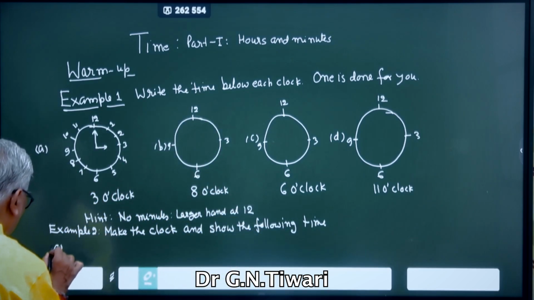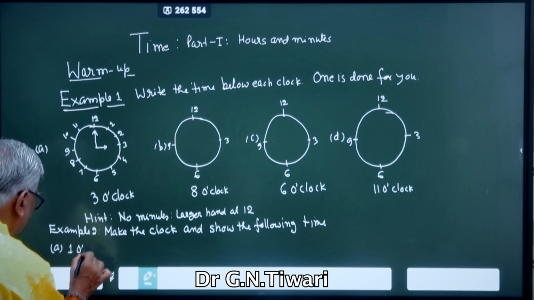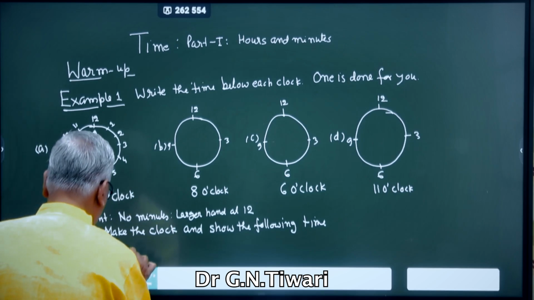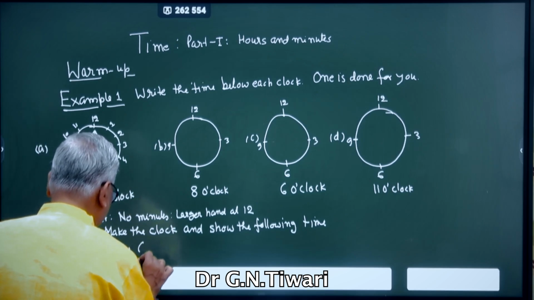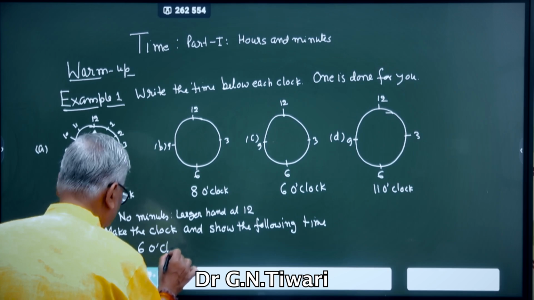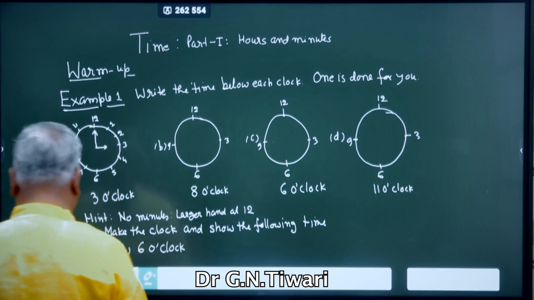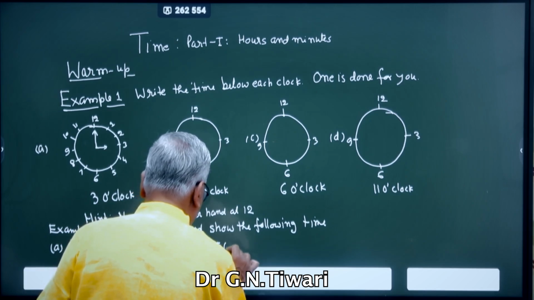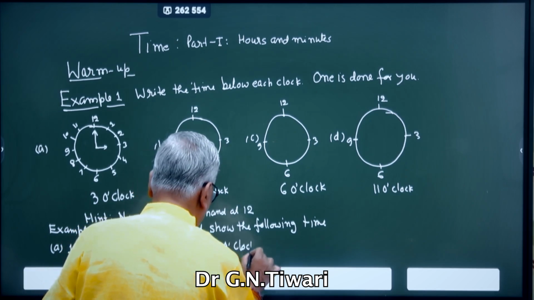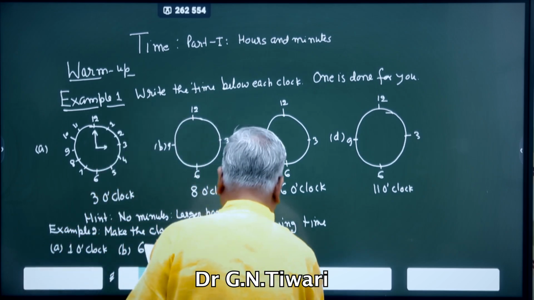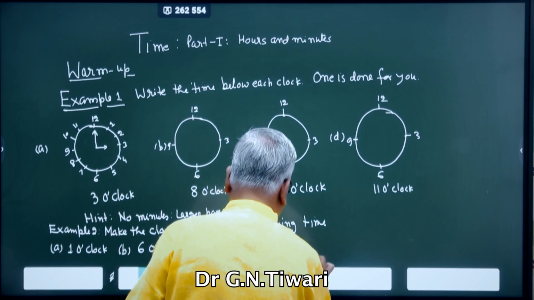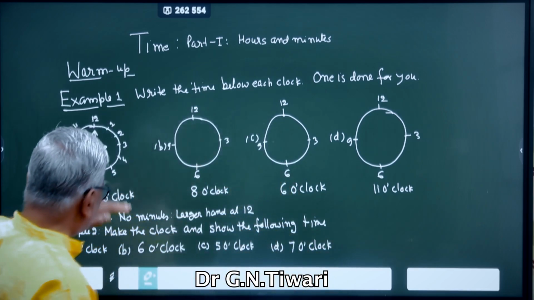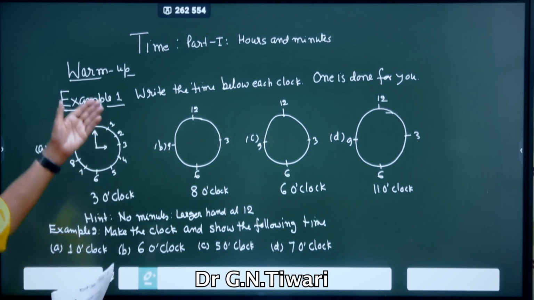A, 1 o'clock. B, for convenience I am giving 6 o'clock. So one can, if intelligent, they can copy it. C is 5 o'clock. D is 7 o'clock. So this question, example is just reverse to that one.